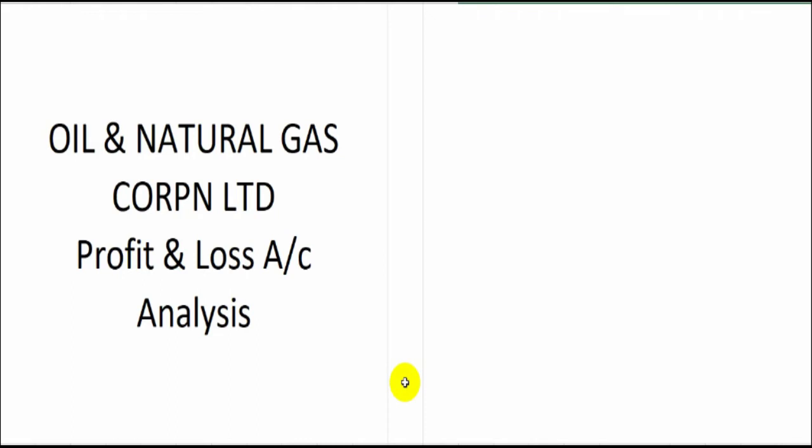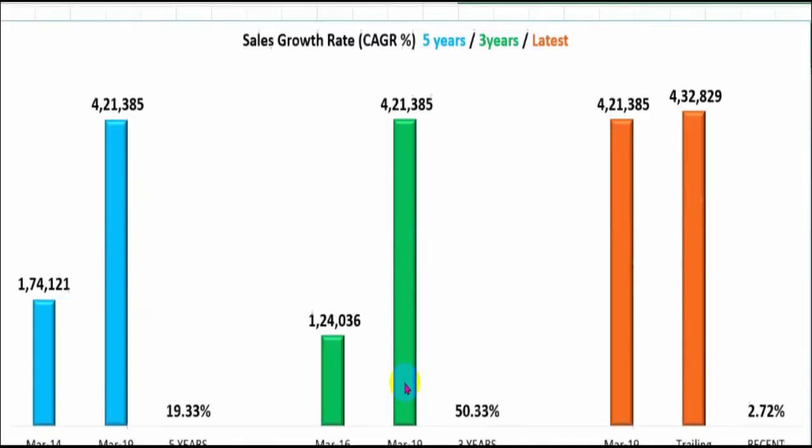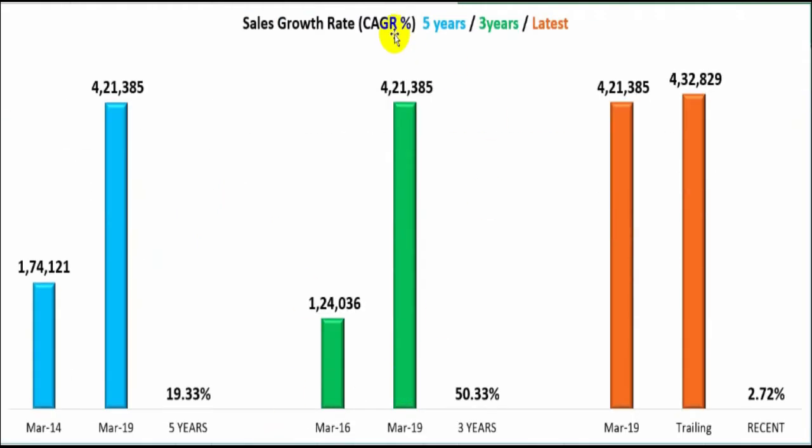By looking at these financial statements, we'll also look at the ratios of different statements and different line items. Let us begin by looking at the sales growth, CAGR, compounded growth over 5 years, 3 years and the latest 12 trailing months. In the last 5 years, from 14 to 19, the sales have grown at the rate of 19.3% compounded. So from 1,74,000 crores in March 14 of total revenue generated through sales, the total sales increased to 4,21,000 crores.